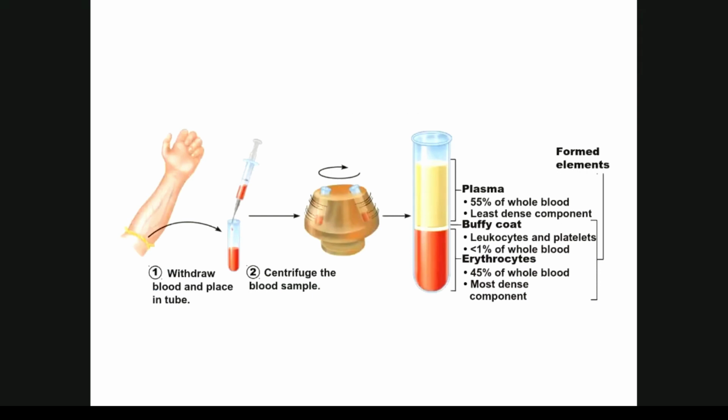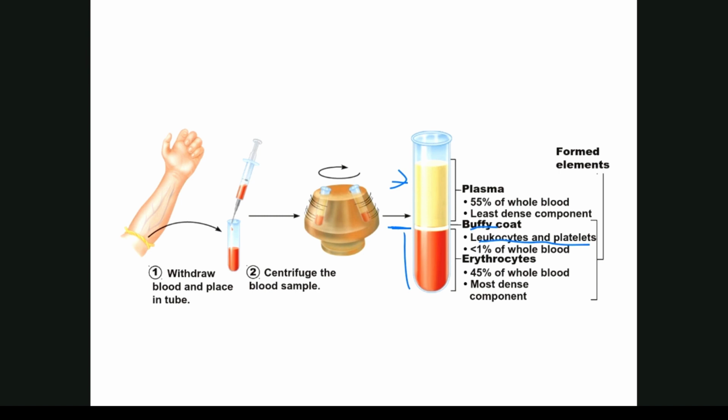When pulling a blood sample, if you put an anticoagulant in it right here and spin it down, you will have three layers. The lower layer will be your erythrocytes. This middle layer, which is almost difficult to see, is your buffy coat. It consists of leukocytes and platelets. The plasma will be the top portion.